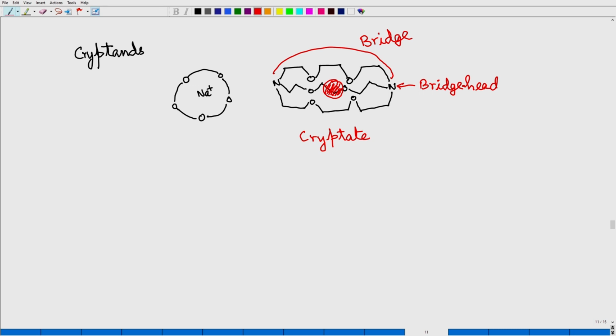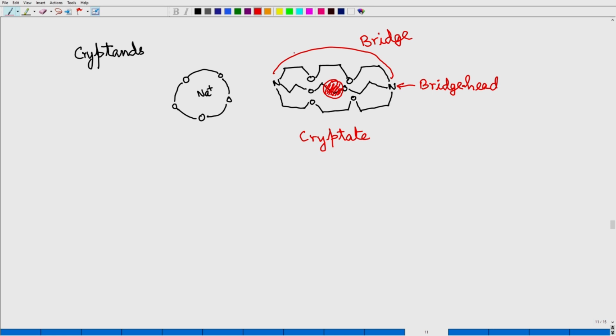It can not only accept a metal ion, it can accept an anion, a neutral molecule and so on. It can accept a metal ion along with an anion or a neutral molecule. It can accept more than one metal ion. It can accept several connected water molecules. So, all are known. This is a very versatile ligand.